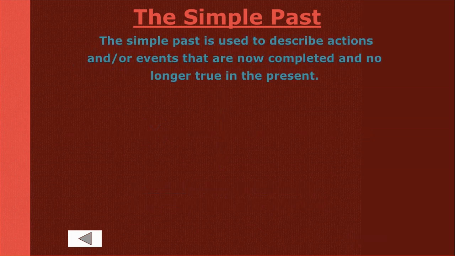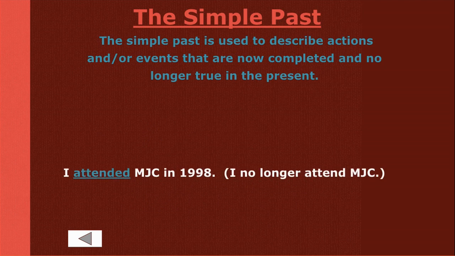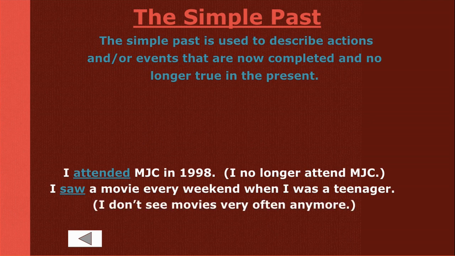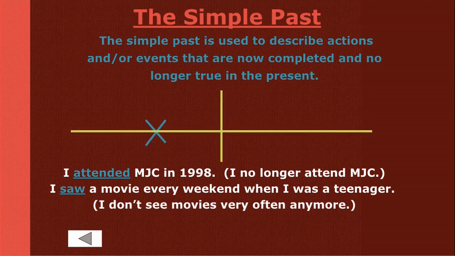The simple past is used to describe actions and or events that are now completed and no longer true in the present. I attended MJC in 1998. I no longer attend MJC. I saw a movie every weekend when I was a teenager. I don't see movies very much anymore.